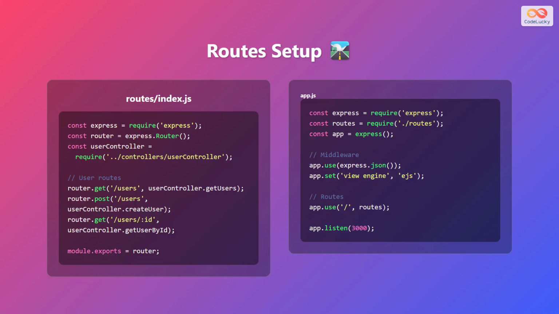In the routes index JavaScript file, we define the routes for our application, mapping them to specific controller functions. For example, the getUsers route is mapped to the getUsers function in the user controller. In the app.js file, we import the Express library and the routes file, and we use them to define our application's middleware and routes. We also set the view engine to EJS and start the server on port 3000.